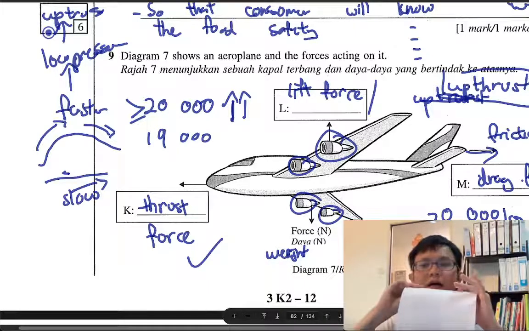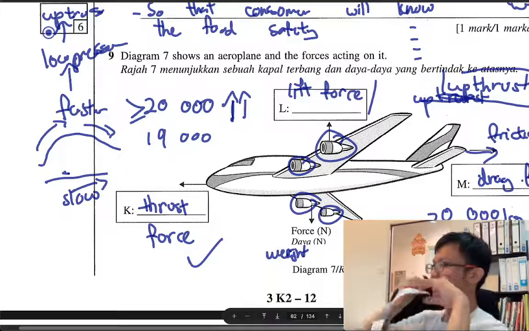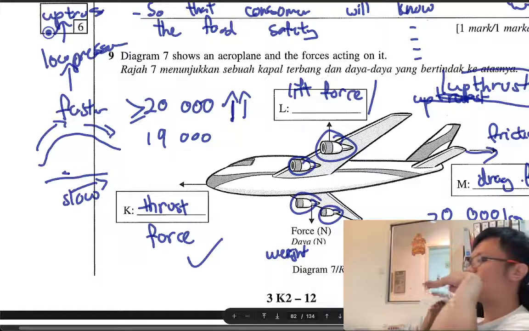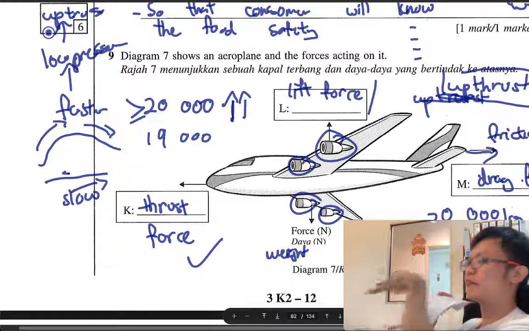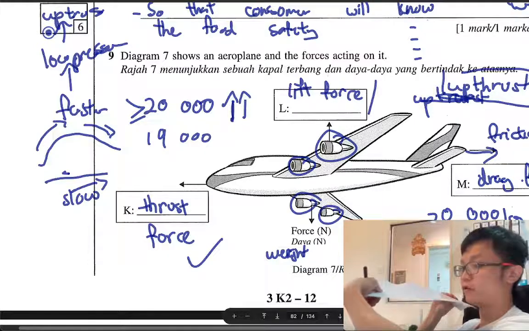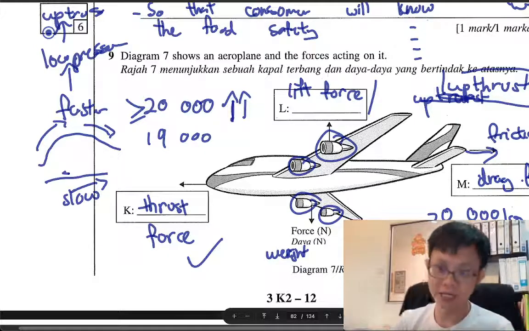I put the paper here, I blow. If the wind is very fast up here, it will create low pressure, and low pressure will create upthrust. That's why this paper will go up. So same with the plane.